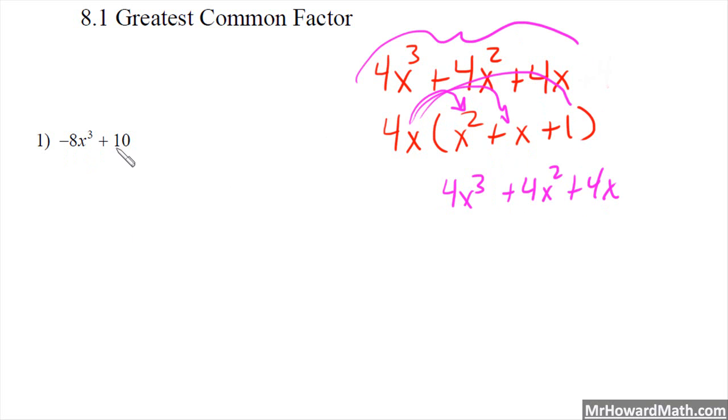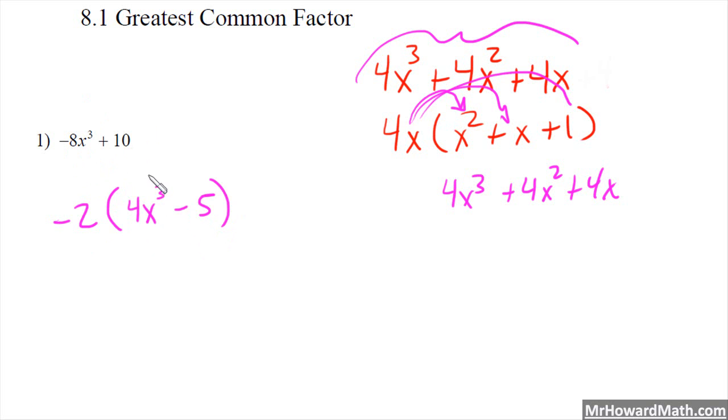So negative 8x cubed plus 10. So I'll look at both the numbers, so the coefficient there and this constant term. So the biggest number that I can divide out of a negative 8 and a 10 would be a 2. And then I also want to go ahead and take out that negative if it's on the leading term. So I'm going to take out a negative 2. Then I'll look at my variable portion. I have an x cubed here but no variable here. Therefore my greatest common factor can't include a variable. So once I divide this one by a negative 2 and this one by a negative 2, I would be left with 4x cubed and minus 5.